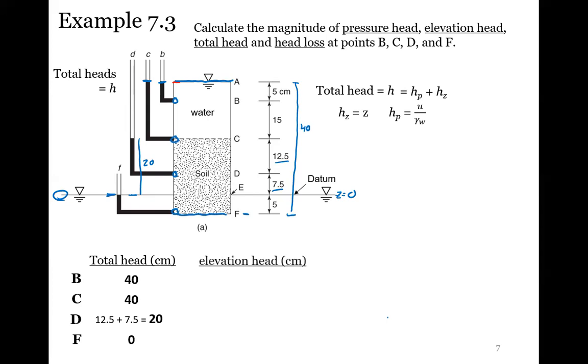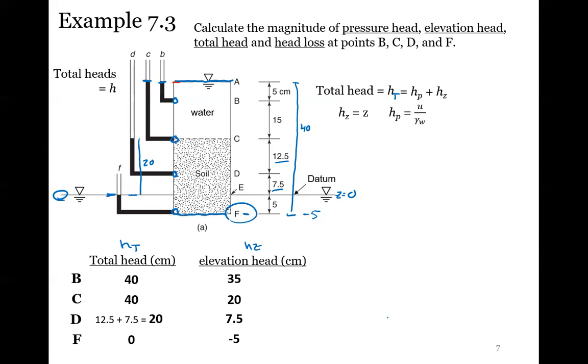Now the elevation head, this is all just based off of our datum. This is our HZ. Our total head, this is our H, or it could be HT if you want. For our elevation head, point F right here is actually at -5, since our datum is above it. So we have to go down 5 centimeters to get to our elevation head. Point D is 7.5, because it's 7.5 up from our datum. Point C is 20, since it's 20 up from our datum. And then point B is 35, since that's all the way up from there.